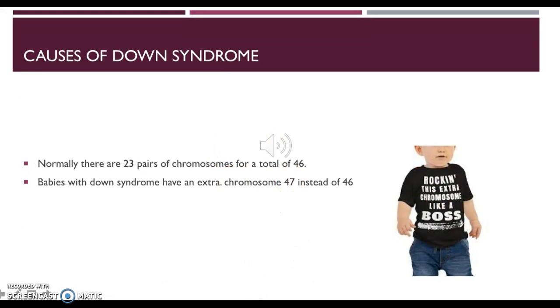This slide is the causes of Down syndrome. Normally there are 23 pairs of chromosomes for a total of 46 in a normal human body. Babies with Down syndrome have an extra chromosome, which makes 47 instead of 46, so their body develops differently.